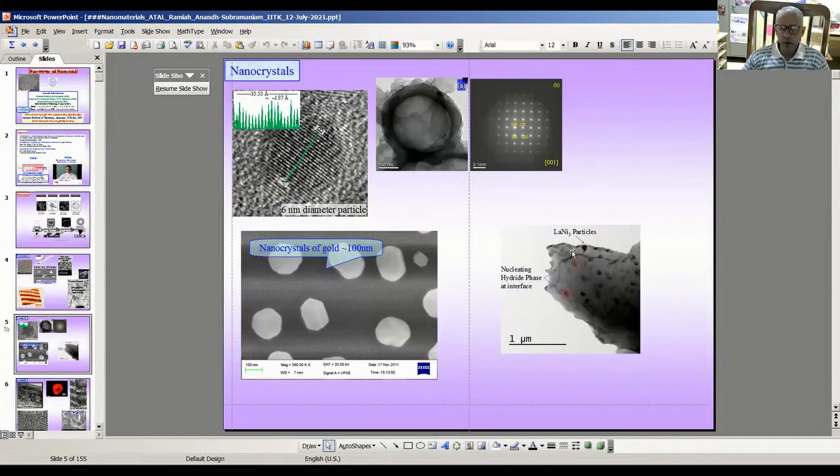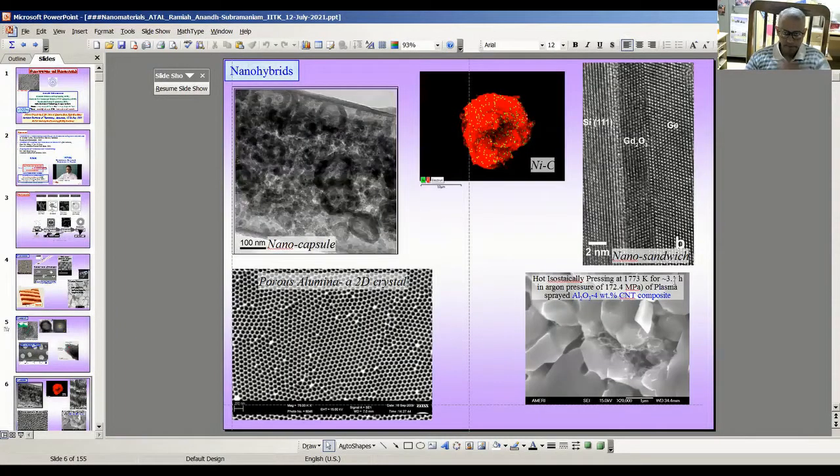And then there are small nanocrystals of lanthanum LaNa5, which are embedded in a magnesium matrix. So this is some kind of a two-phase mixture you're seeing, or a three-phase mixture, in which you're able to see LaNa5 crystals. So these are nanocrystals. You can have nano hybrids. We'll soon see what hybrids are. They are a super class of composites.